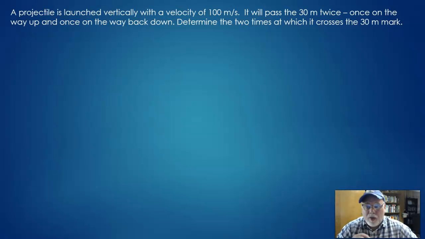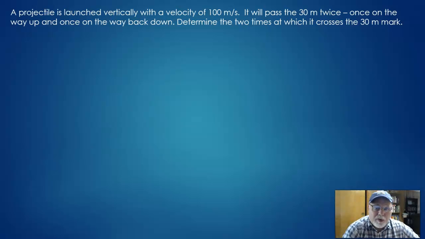Now it's going to pass the 30-meter mark twice, 30 meters above the ground, once on the way up, and then eventually that thing's going to stop and come back down, and it's going to cross that 30-meter mark again. So on the way up and once on the way back down. And what we want to determine is what are the two times at which it crosses that 30-meter mark.